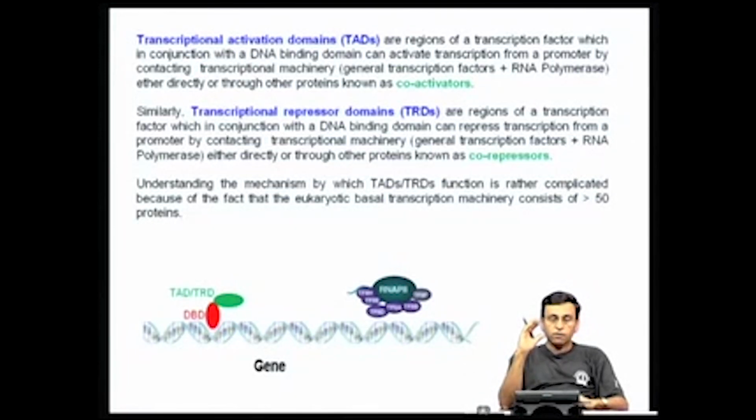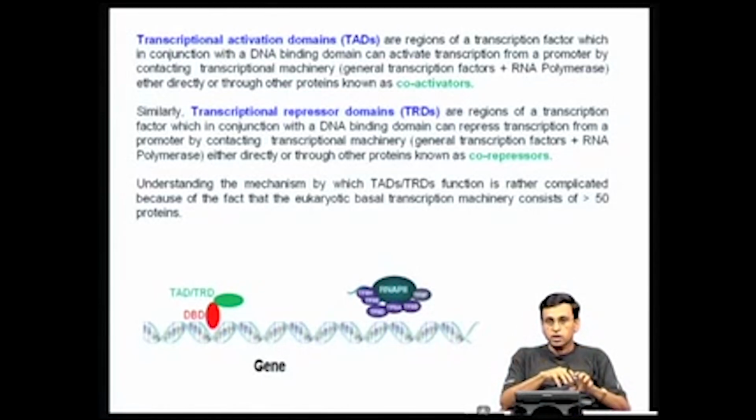Now, a lot of effort has gone into understanding how these transcription activation domains or transcription repression domains actually function. It is not very easy to understand because, as we know from our previous lectures, transcription initiation requires at least 50 odd proteins. We have RNA polymerase, which itself is a multi subunit protein, and we have general transcription factors, each of which is again a multi subunit protein. So, about 50 to 60 proteins are involved in transcription initiation in the core promoter region.